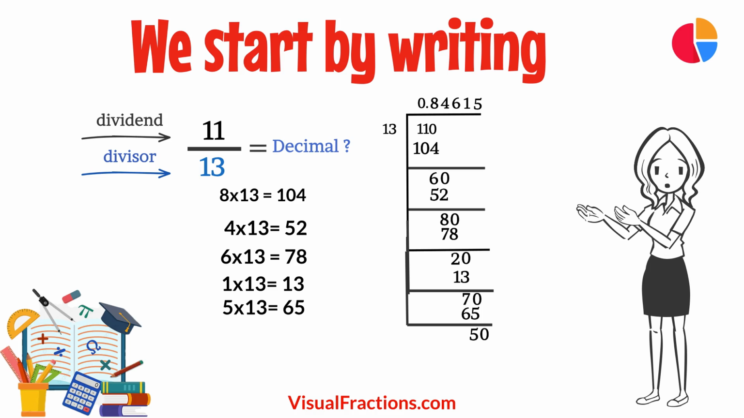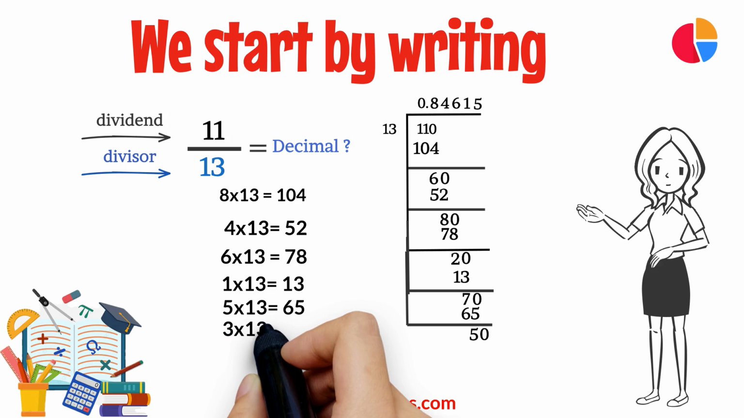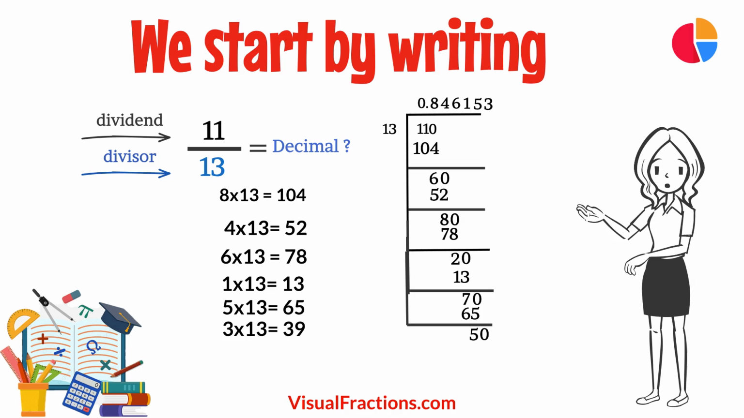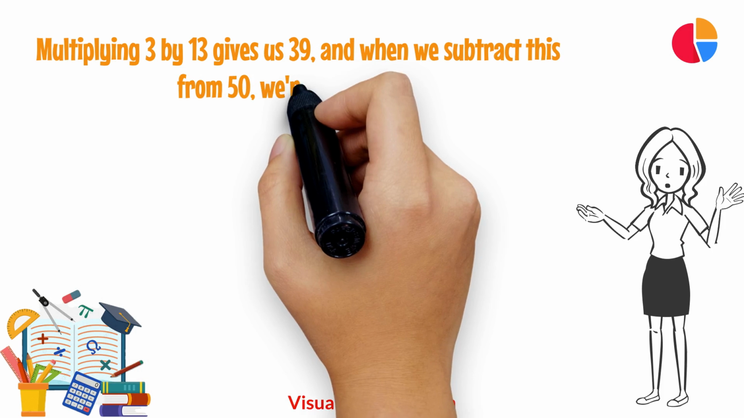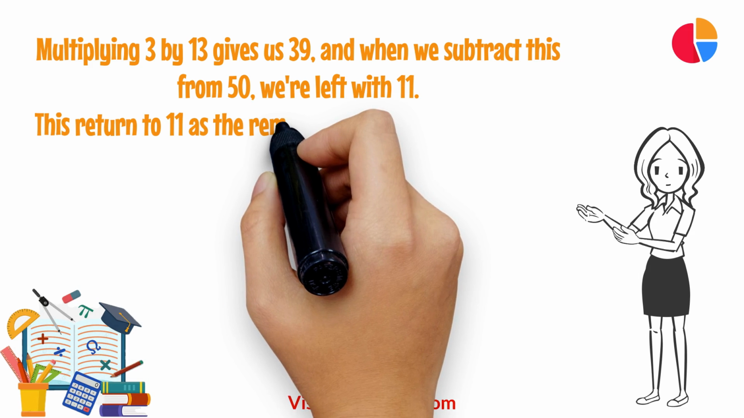Bringing down another 0 to the remainder gives us 50. 13 goes into 50 3 times, which we add to the quotient, making it 0.846153. Multiplying 3 by 13 gives us 39, and when we subtract this from 50, we're left with 11.